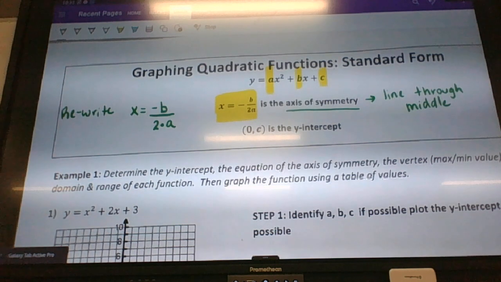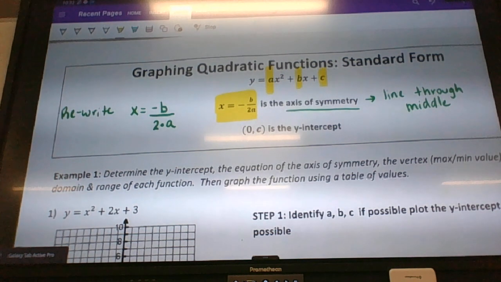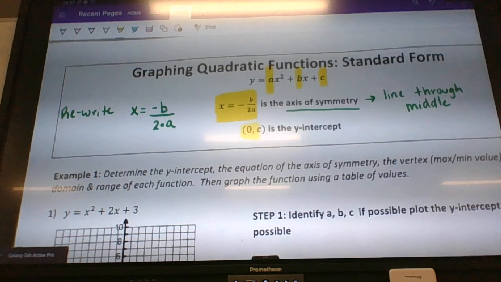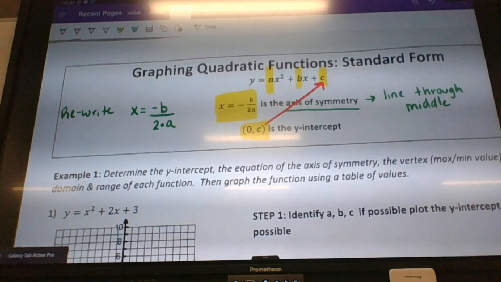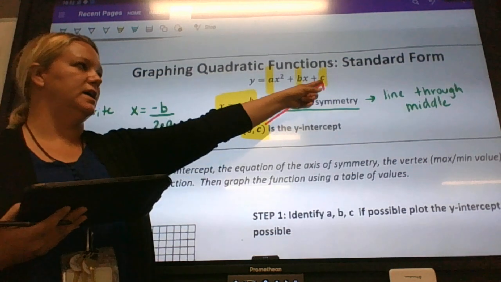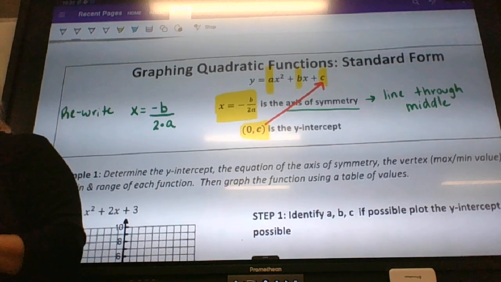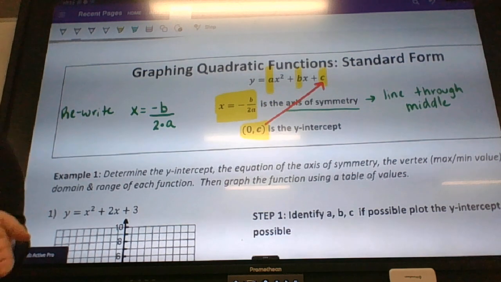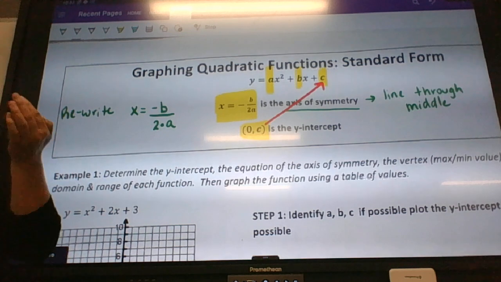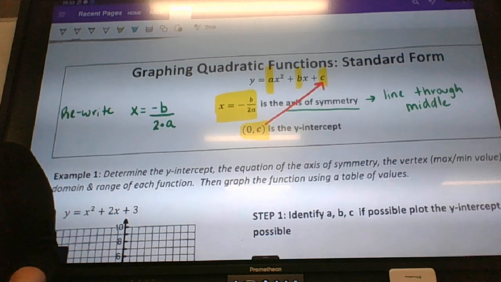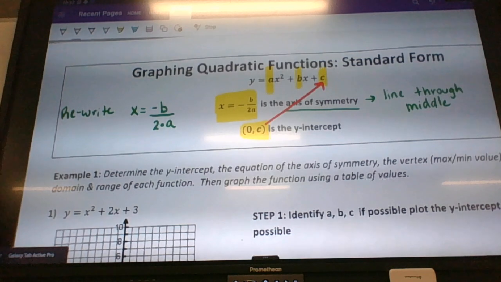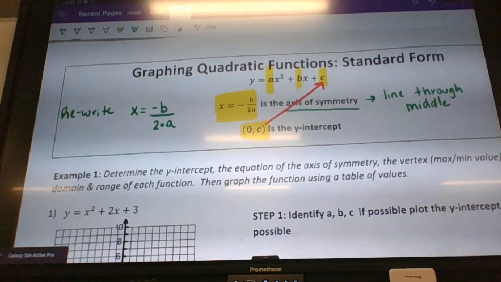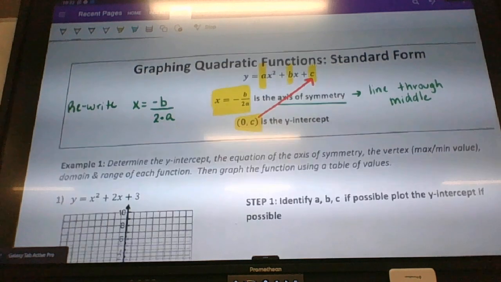Okay. And the last thing I want to highlight here is the y-intercept. That's the literal number from the equation. The constant at the end is the y-intercept. With linear equations, y equals mx plus b, b is the y-intercept. Now we're going with c as the y-intercept. Okay.